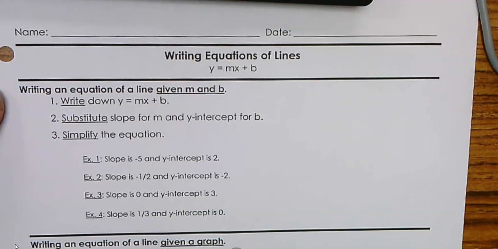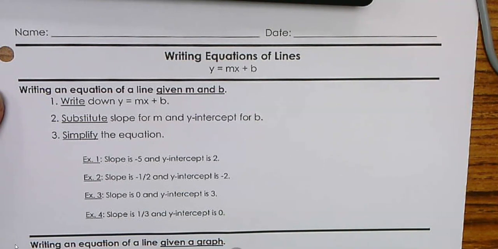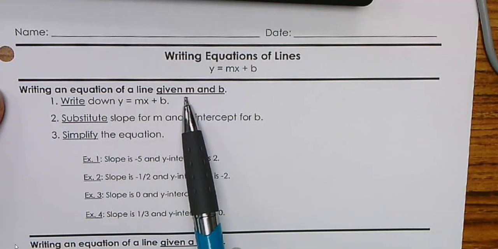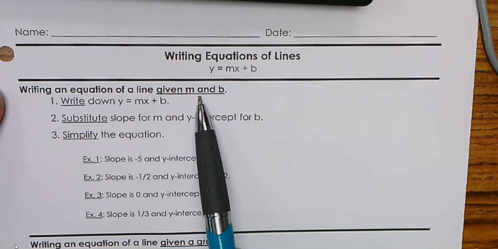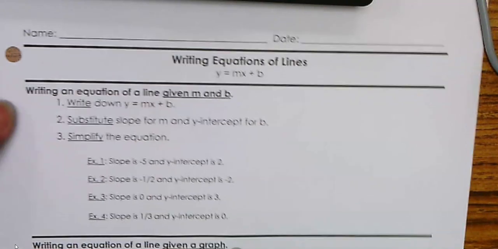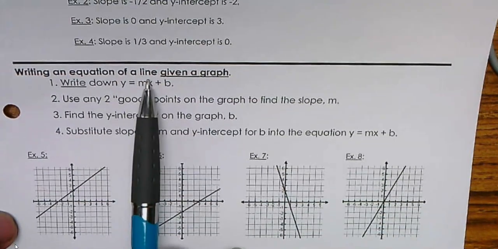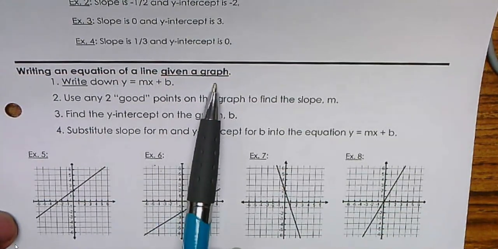Okay, so this video is about writing equations of lines in y equals mx plus b form. We're going to talk about 4 different ways of writing them. One, we're going to write an equation for a line given the slope and y-intercept, or given m and b. We're next going to talk about writing an equation for a line given a graph.